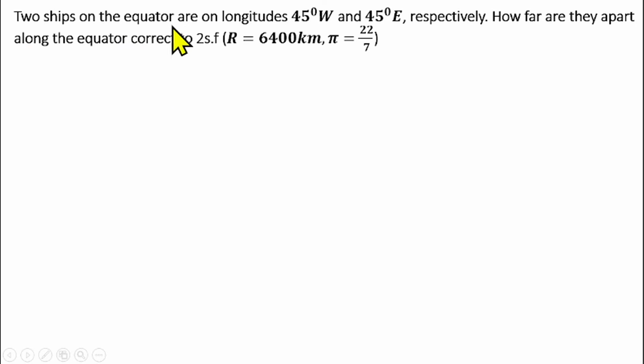If you want to write it in coordinate form, you can rewrite it. So what does that mean? What will be the latitude of both of them? They said both of them are on the equator, so that means their latitude is 0 degrees.